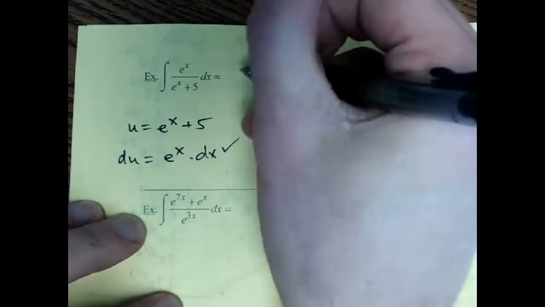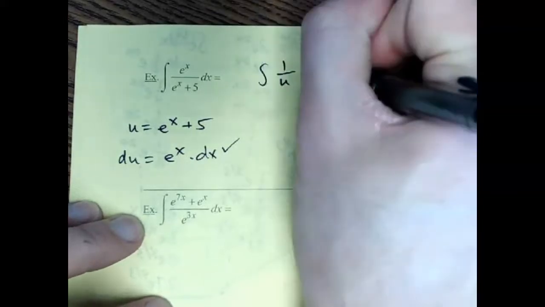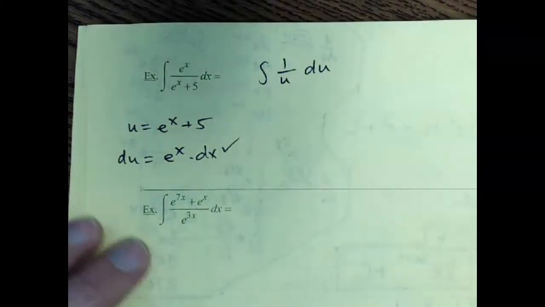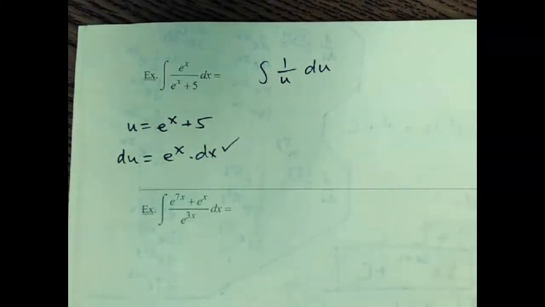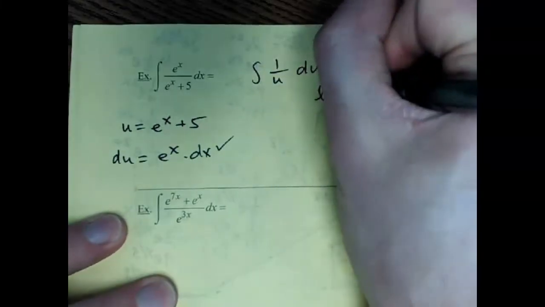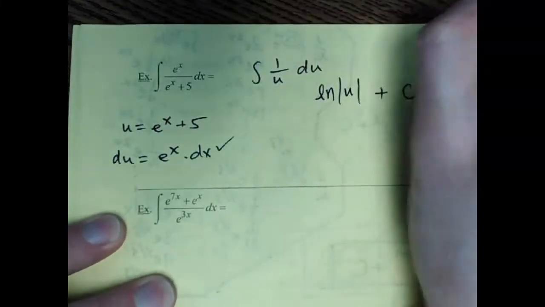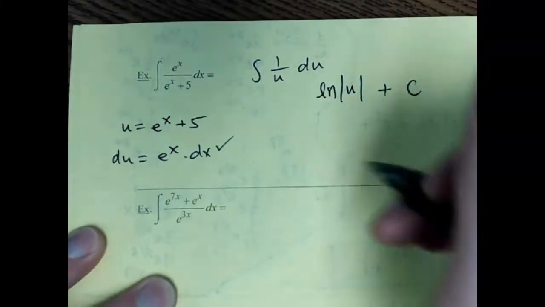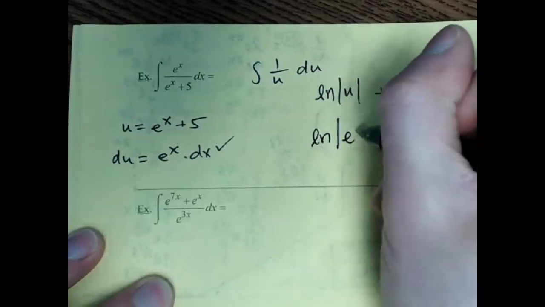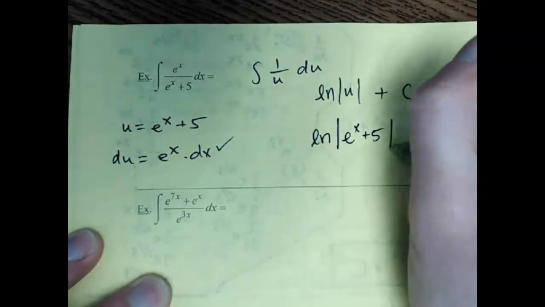And then here I end up having 1 over u du, which if you remember, just like 2 days ago, that's just the integration of ln of u plus c. And then I would have ln of e to the x plus 5 plus c.